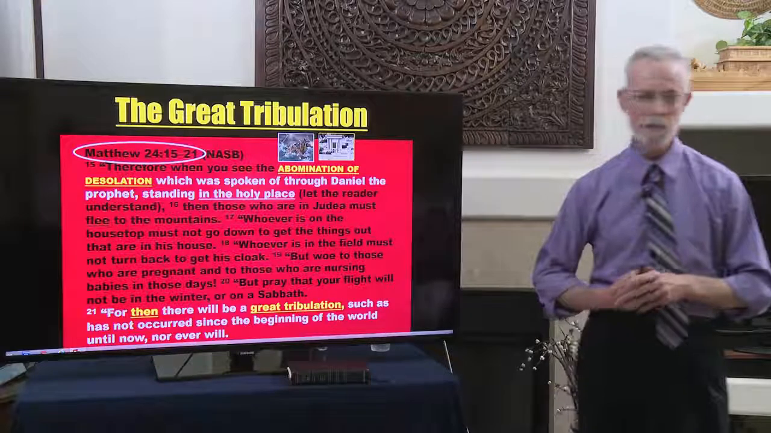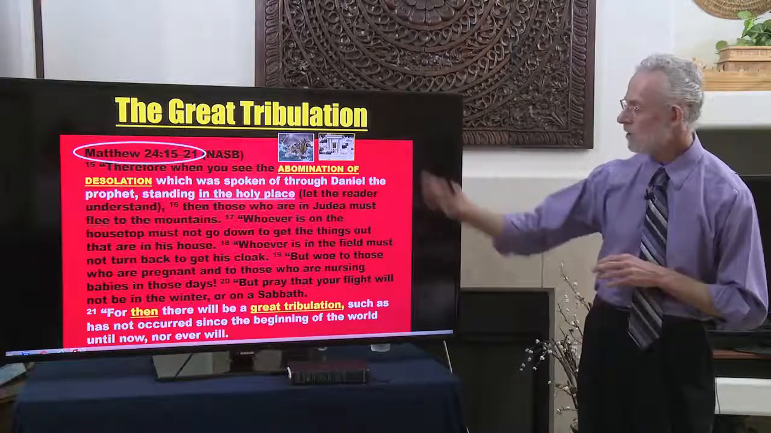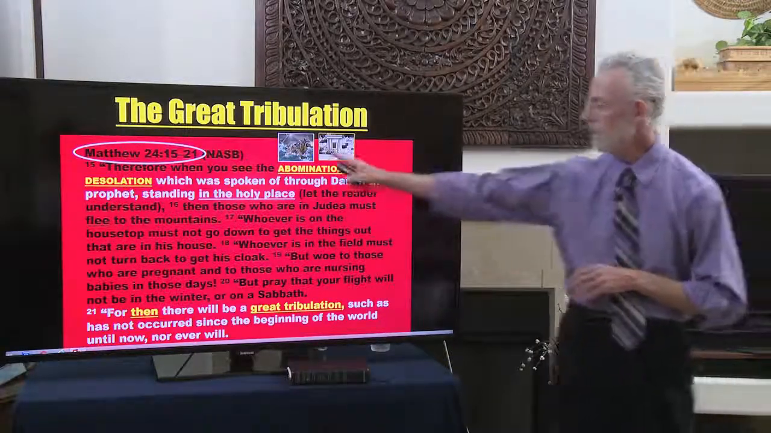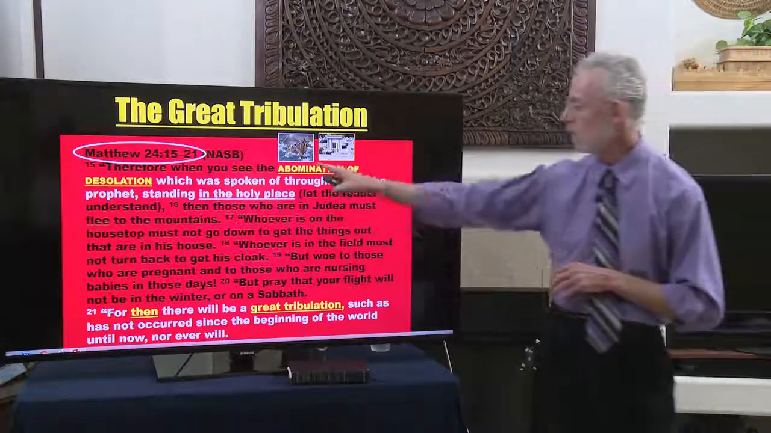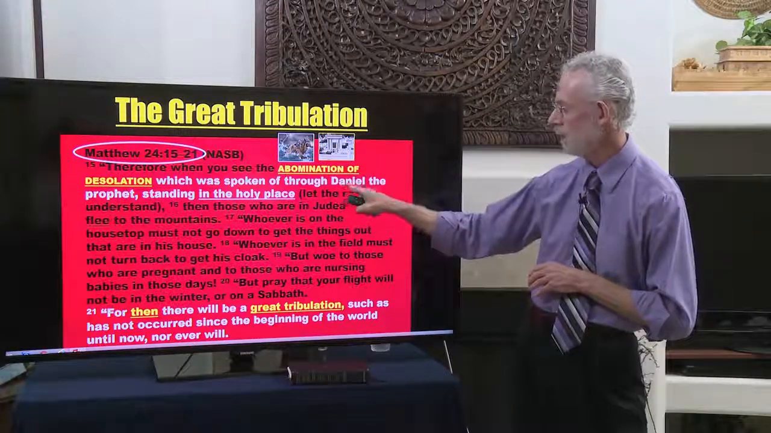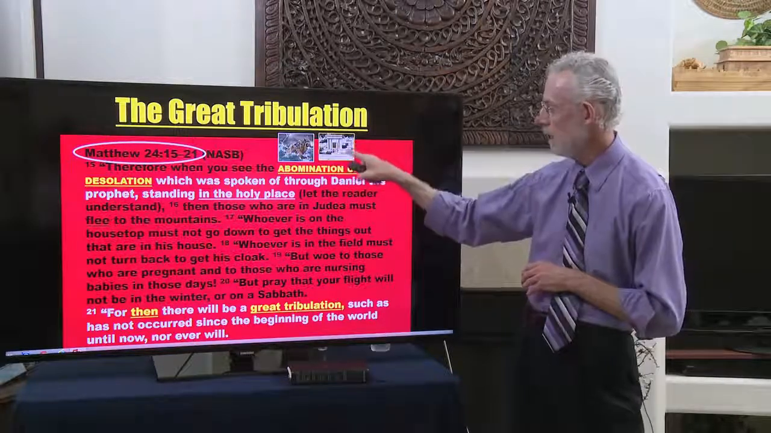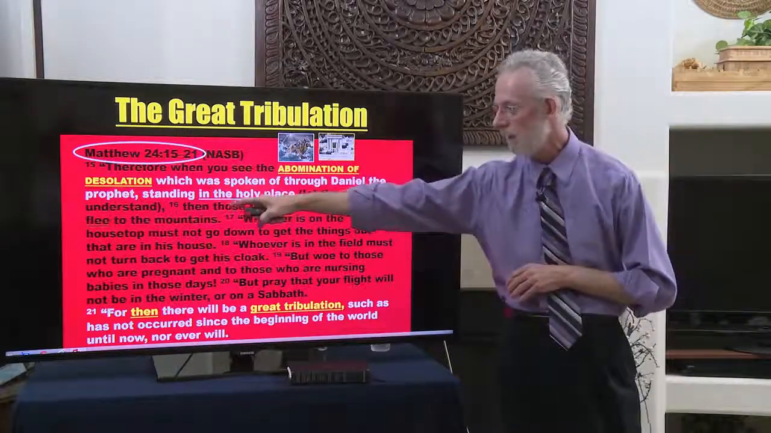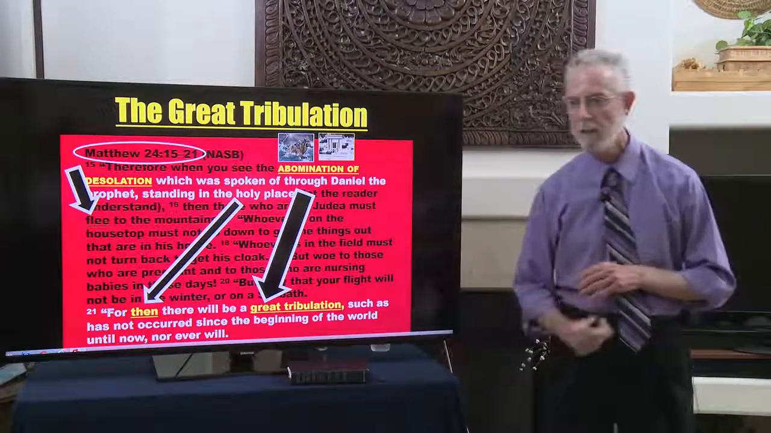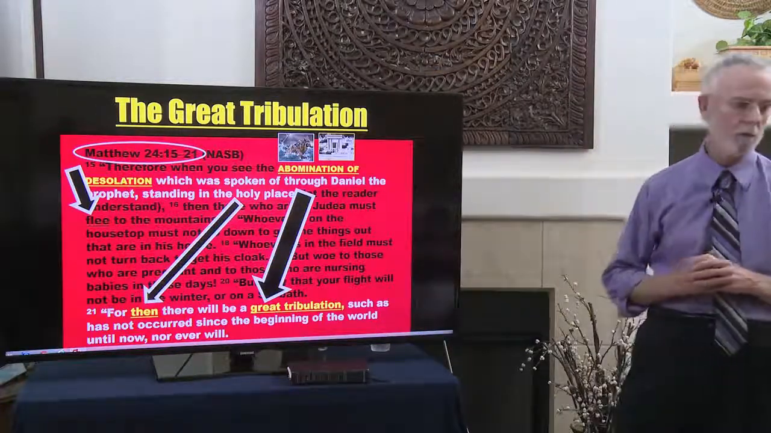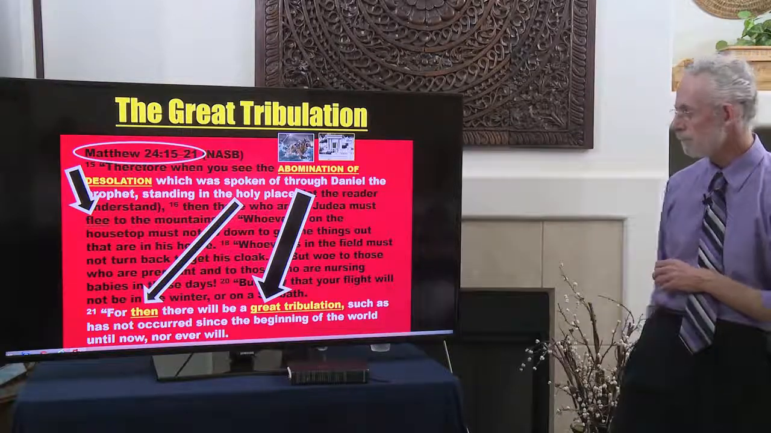Now, Jesus warned us about that, right? Jesus said, when you see the Antichrist, and Jesus calls him the abomination of desolation, when you see the abomination of desolation that I told you about through Daniel, when you see him in the holy place, Jesus said, flee. You need to get out of there, because then there's going to be a great tribulation, such as not occurred since the beginning of the world, now and never will be.